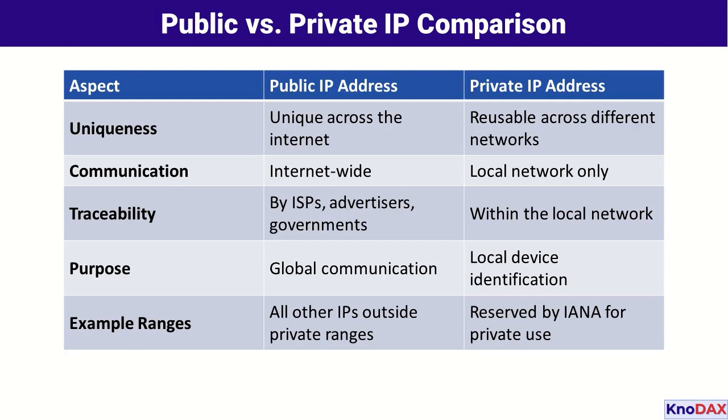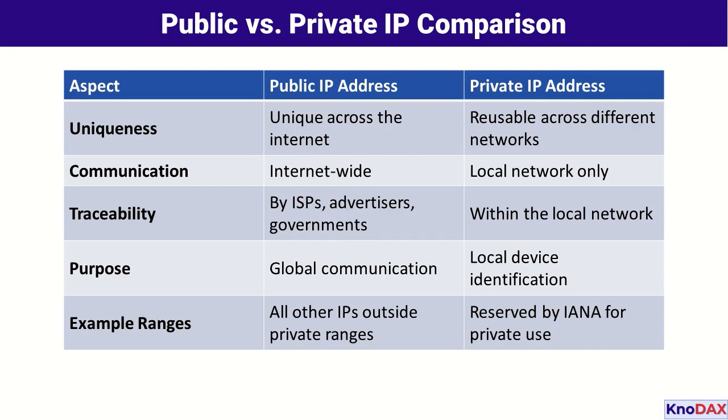Purpose. The main purpose of a public IP is global communication, enabling devices to interact with the Internet at large. The purpose of a private IP is for local device identification within a private network, ensuring that devices can communicate securely without exposing themselves to the Internet.